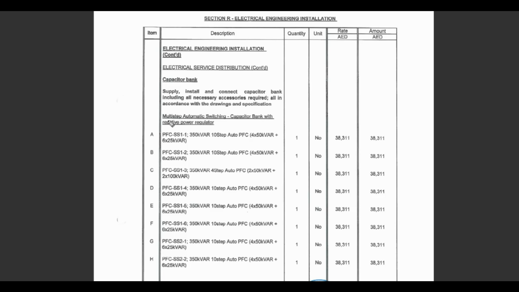So in this session we are going to discuss one high cost item: multi-step automatic switching capacitor banks. You can see the real rate of this item is 38,300 dirhams. That's a huge cost item. In this session we are going to discuss this item thoroughly. Before that, I will explain some of the terms. First, the capacitor.